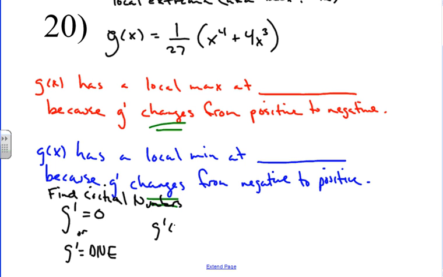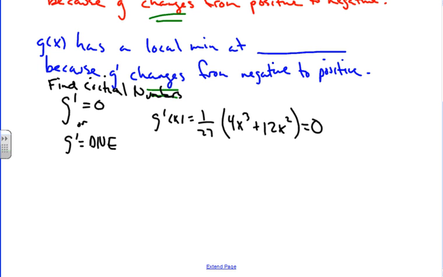All right, g prime of x, we have 4x to the third plus 12x squared, and that is our critical value. We're going to set it equal to 0 because it's a polynomial. And we're going to factor out some things. I can factor out a 4x squared, and what I have left inside appears to be x plus 3.